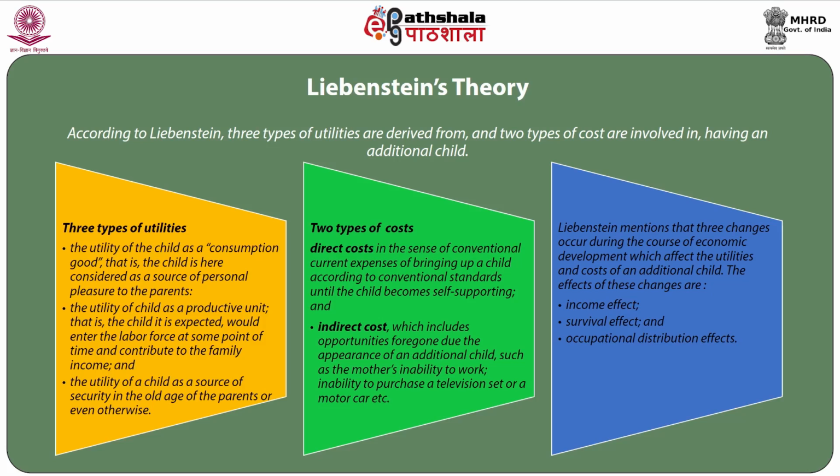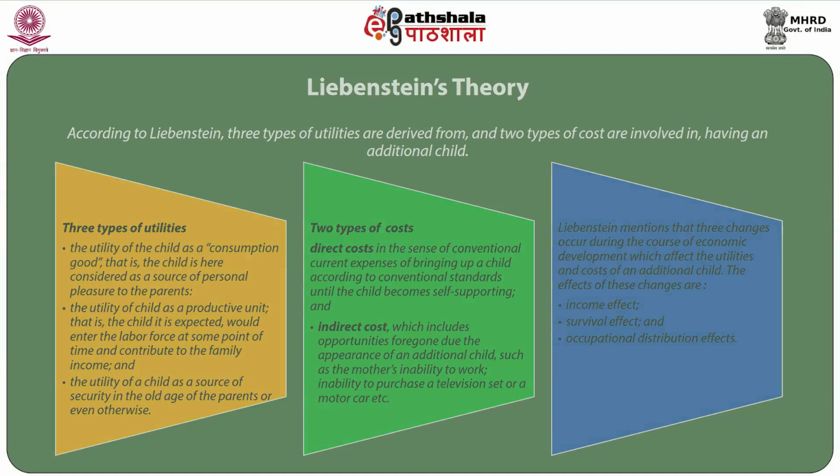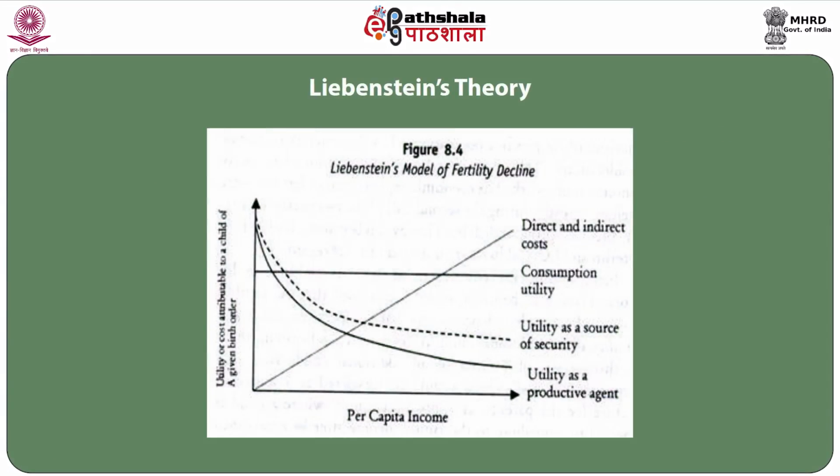Leibenstein mentions that three changes occur during the course of economic development, which in turn affect the utilities and costs of an additional child. One is the income effect, the second is the survival effect, and the third is the occupational distribution effect. Among the three effects, the income effect is the most important.